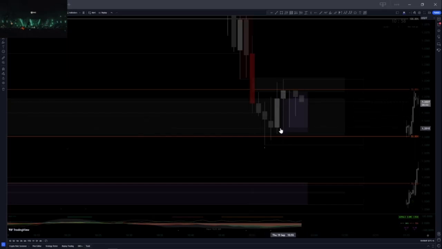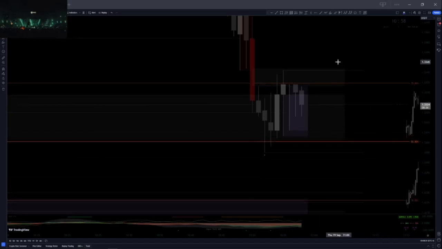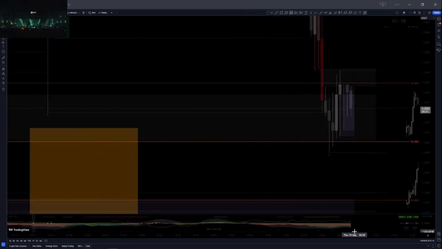And we keep getting rejected on this body here. You see that? Press, bam, bam, bam. And we just touched the 50, right? We touched the 50, we broke this low. So the stops right on this low got hit here.